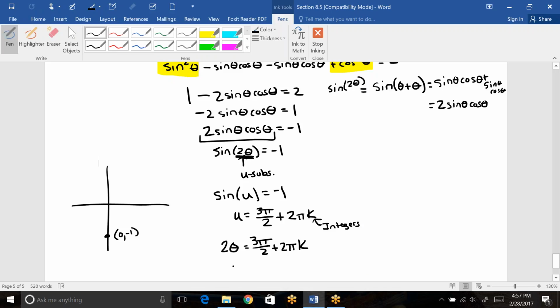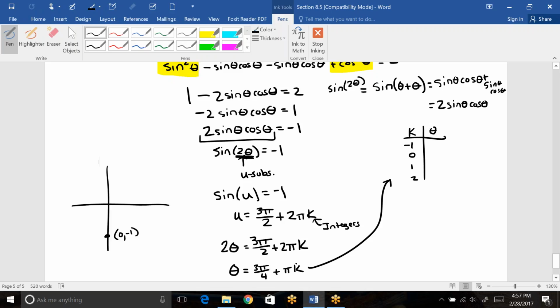So then what we do to solve this for theta, which was our true variable we wanted to solve for, is we divide everything by 2. So that makes this 3 pi over 4 plus pi k. Now what we have to consider at this point is, what if k was, I always do a few options, if k was -1, 0, 1, or 2.